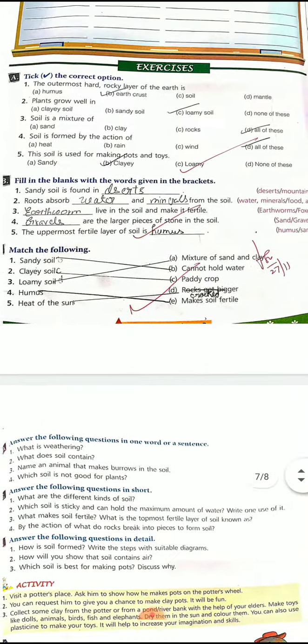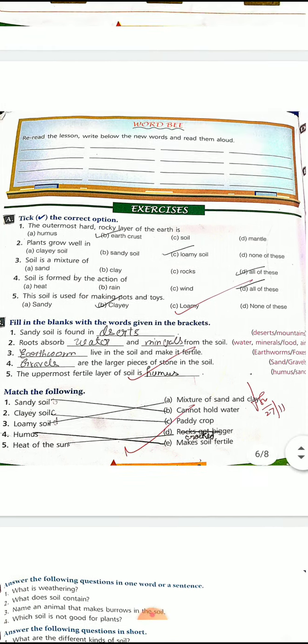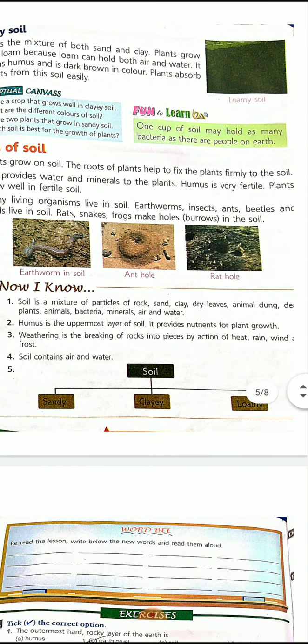Now next question. Name an animal that makes a burrow in the soil. Rabbit. A burrow means a small hole inside the soil to live in. Burrows are created by rabbits, rats, snakes, frogs. You can write any one of them.